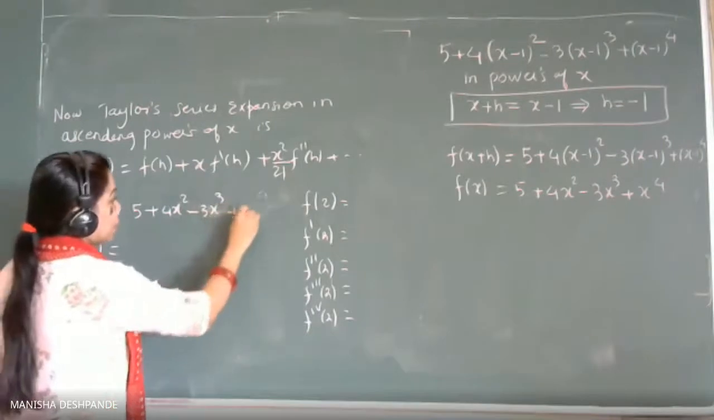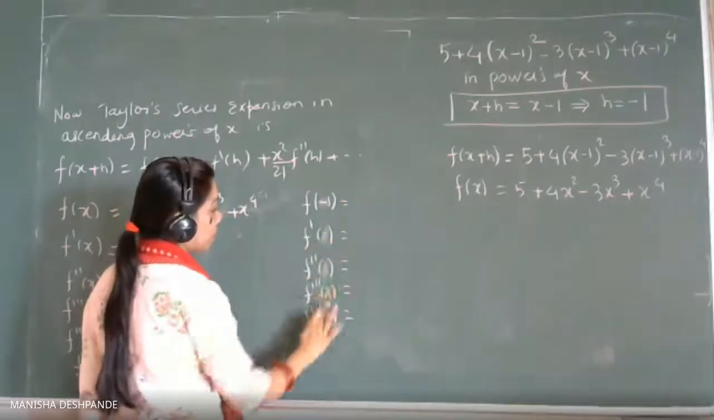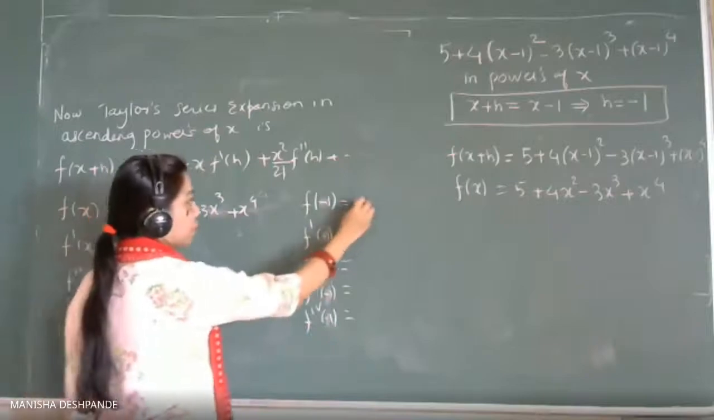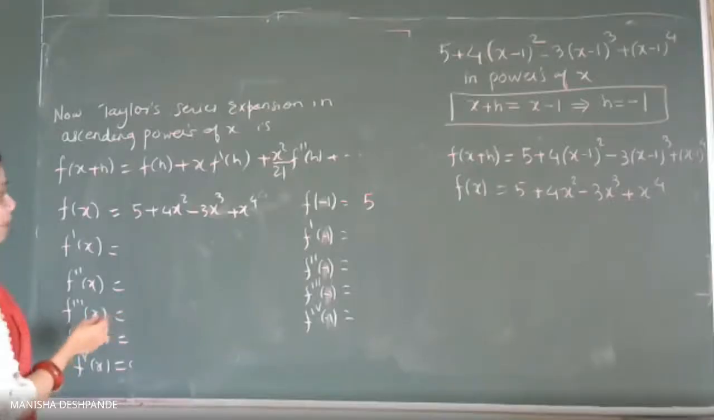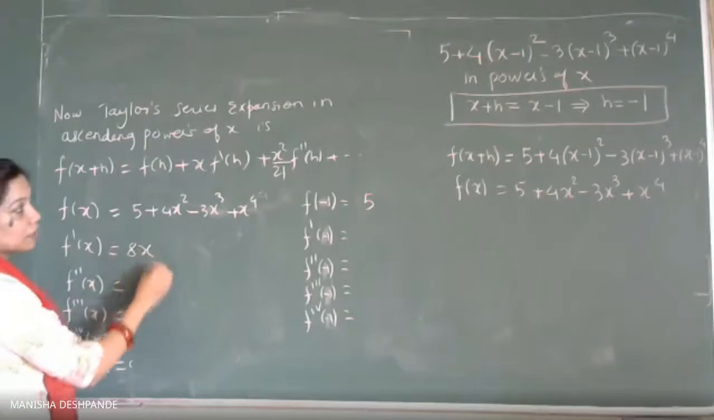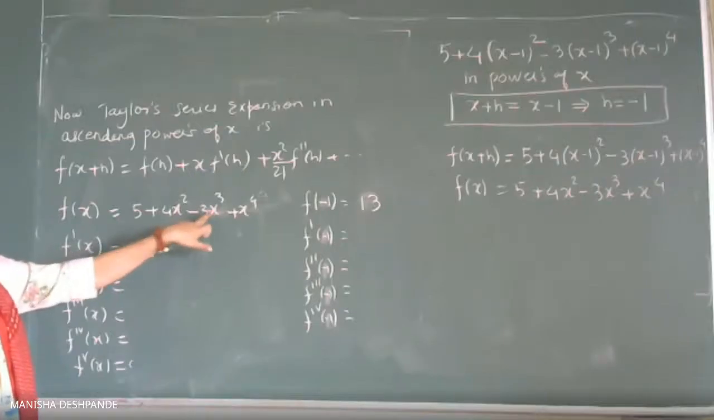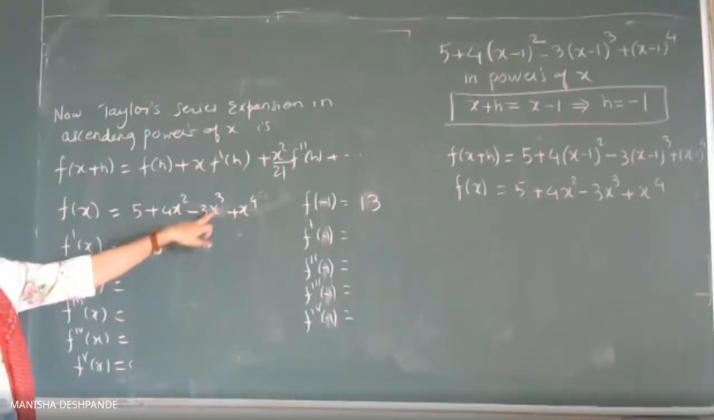And what is f of minus 1? Since h is minus 1, everywhere you write minus 1. What is f of minus 1? 5 or 15? 5, ma'am. Okay. Then f dash of x will be 8x. Please calculate. 13, ma'am. Yeah. Minus 1 cube is minus 1, and minus times minus will be plus, so it is 3. 4 plus 3 is 9, 9 plus 3 is 12, 12 plus 1 is 13. So 13 is the correct answer.